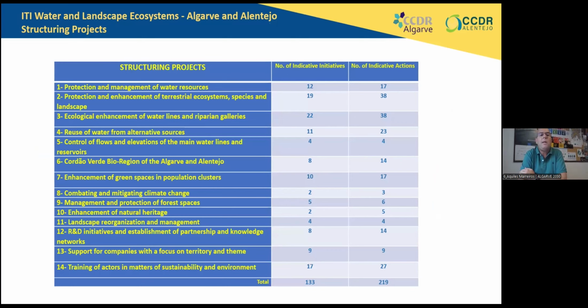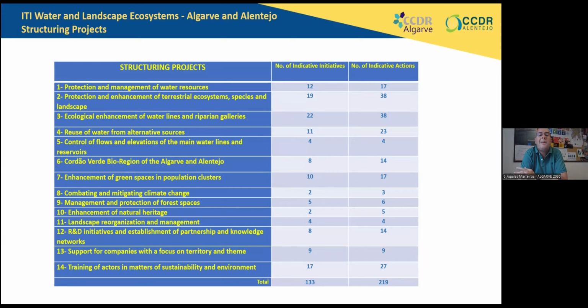This was the roadmap of our action plan, with structuring projects that result from a highly participatory process, both in the strategic process and in the action plan too. We defined a set of structuring projects with different initiatives and actions, more than 200, as you can see in the columns on the right side.